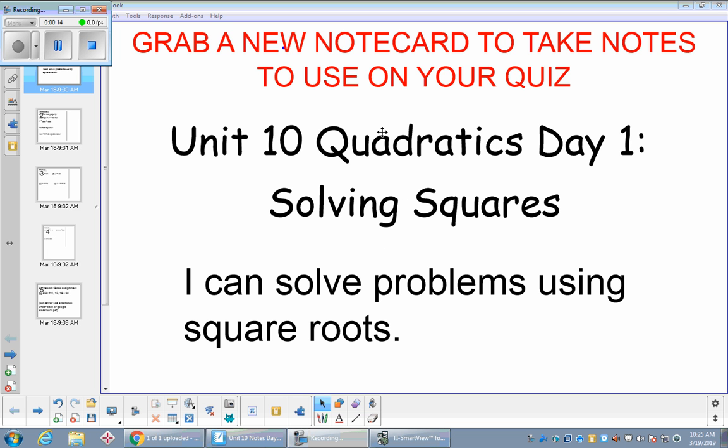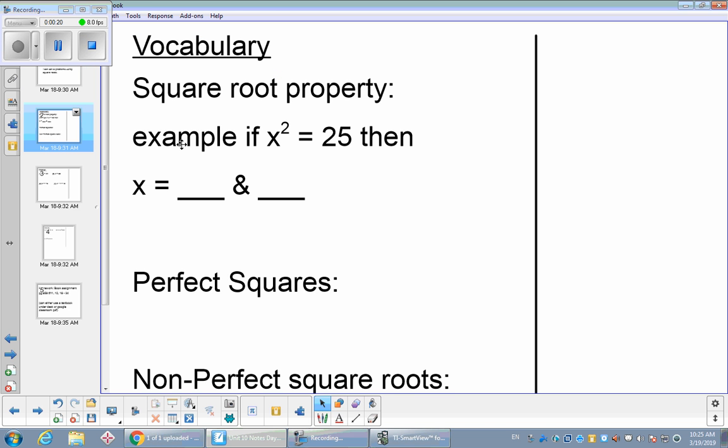Today we are doing solving squares, so we're going to be solving problems involving square roots. As we remember from our order of operations, the opposite of adding is subtracting. The opposite of multiplying is dividing. The opposite of squaring something then is square rooting. So that's kind of our goal today.